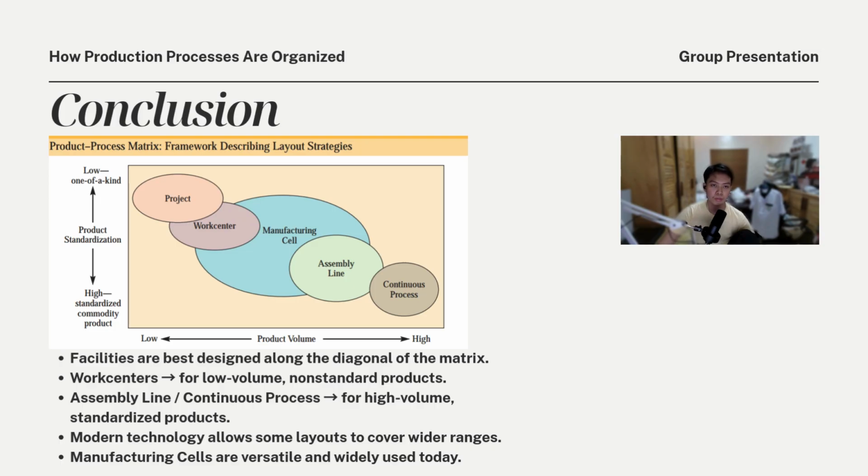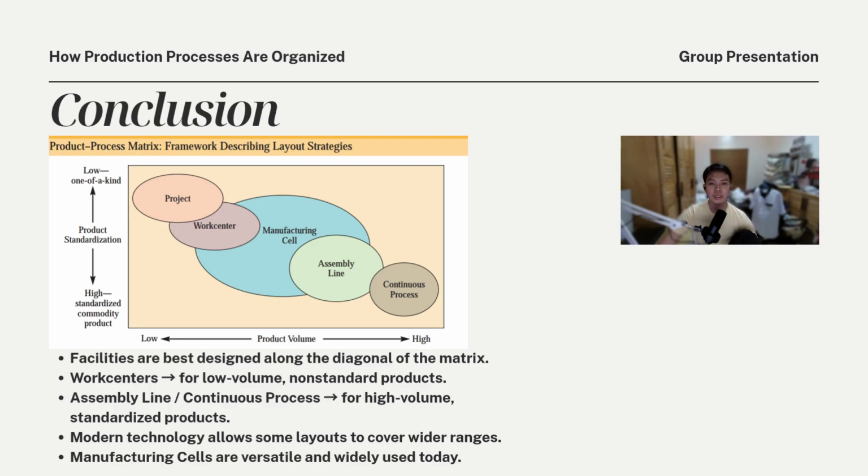So let's talk about the position of processes. Along the diagonal of the matrix, we can find the five main process types. Project is located at the low standardization and low volume side. This is where unique one-of-a-kind products are made, such as buildings or movie sets. Work center also handles low volume, less standardized products where similar equipment is grouped together.